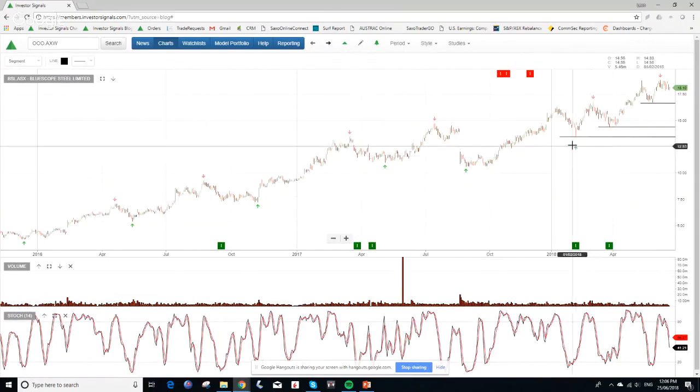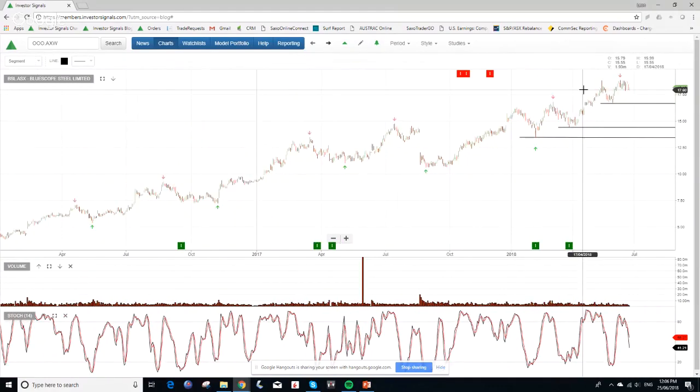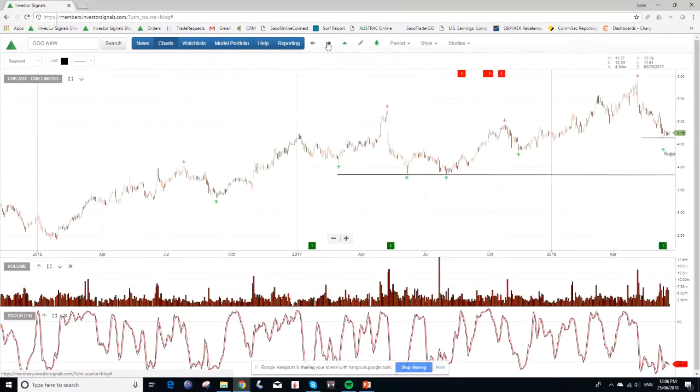BlueScope Steel, so this has actually done very well on prior algorithm signals. I do have some concern that from a yield support standpoint, it trades on a very low dividend yield. So maybe I think it's probably more likely just to trade sideways.